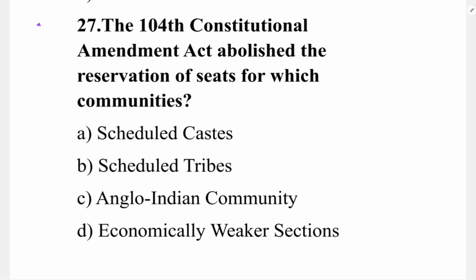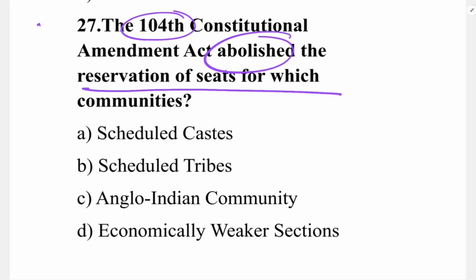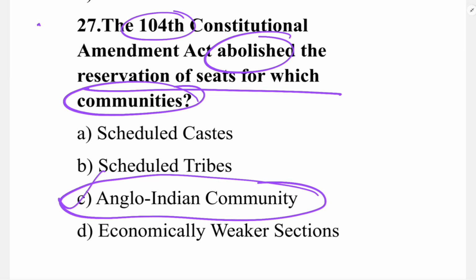Next question. The 104th Constitutional Amendment Act abolished the reservation of seats for which communities? Option A, Scheduled Caste. Option B, Scheduled Tribes. Option C, Anglo-Indian community. And option D, economically weaker sections. So the correct answer is option C, Anglo-Indian community. The Anglo-Indian community reservation has been abolished through the 104th Constitutional Amendment Act.